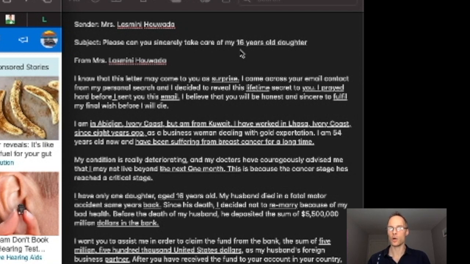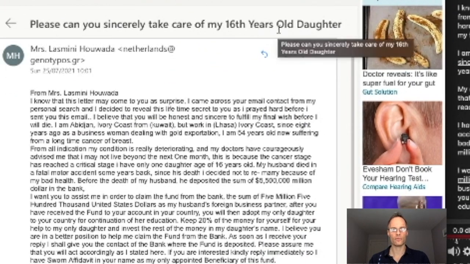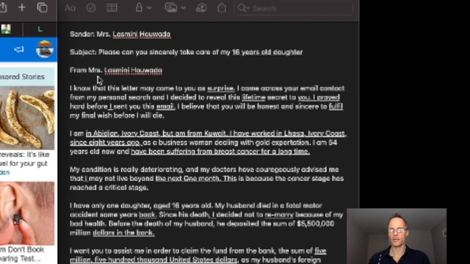16 years old daughter, and small letters. No need for capitals. As you can see here, they put capitals for years old and daughter. Absolutely no need for that. So here, as you can see, there's no space. I have gone with a space.